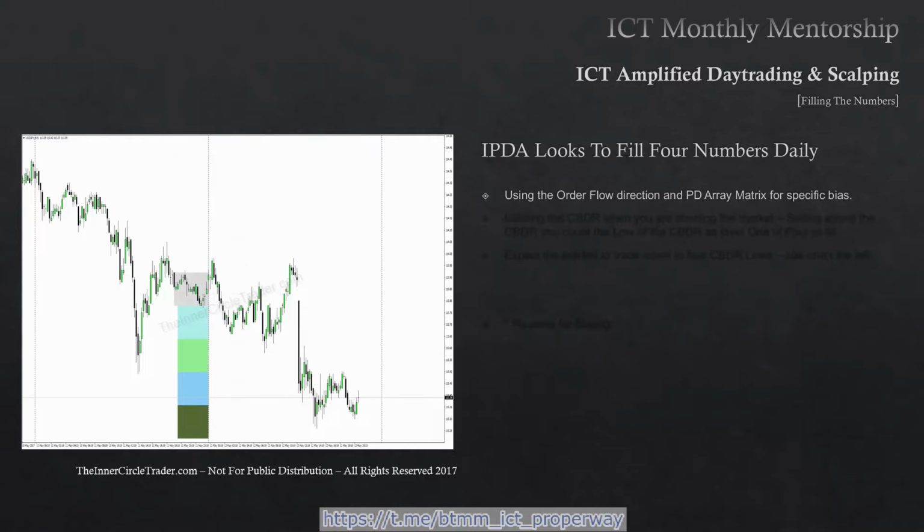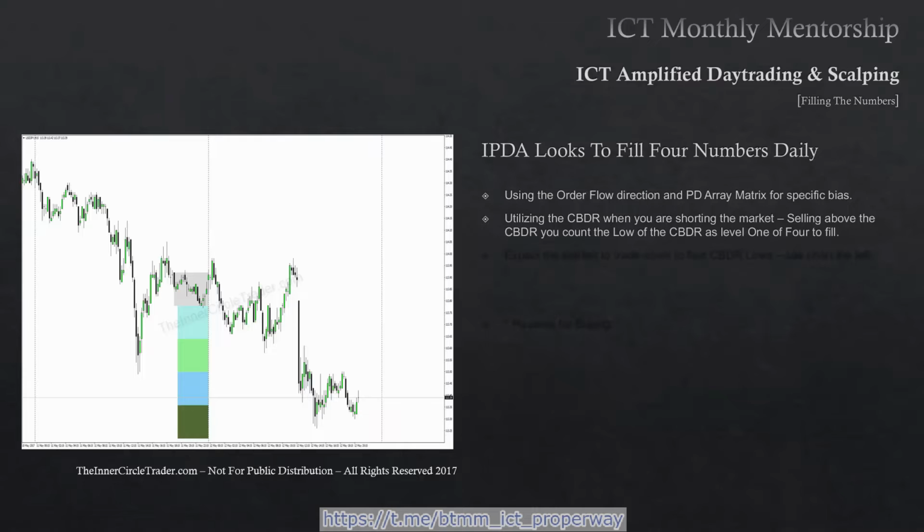Using the order flow direction and PD array matrix for specific bias, utilizing the central bank dealers range when you are shorting the market, selling above the central bank dealers range, you count the low of the central bank dealers range itself as a level, or that's level 1 of 4 to fill. In other words, once we determine what the central bank dealers range is, whatever its lowest line or the range that creates the base of that consolidation or range, whatever that lowest figure is, whether you're using the wick's low or the lowest close or open for the bodies, that represents the first of 4. So you would count that as 1.